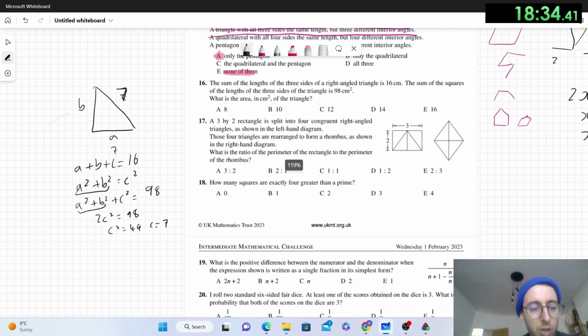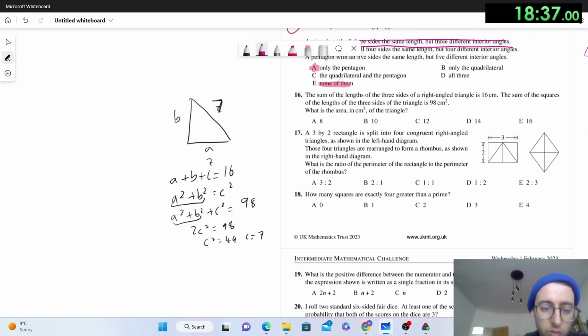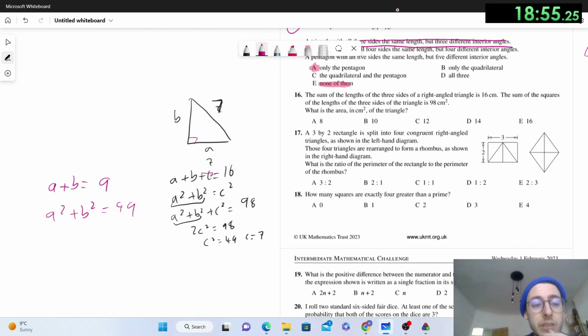We're looking for AB over 2. We've got A plus B has to equal 9 because C is 7, and we've also got that A squared plus B squared equals C squared, which was 49. Okay, we want AB over 2. I don't think we need to find A and B. This gives us A squared plus B squared plus 2AB. This is one of those nice maths challenge questions where you don't actually need to find out A and B, you just need to find AB over 2, because we're finding the area.